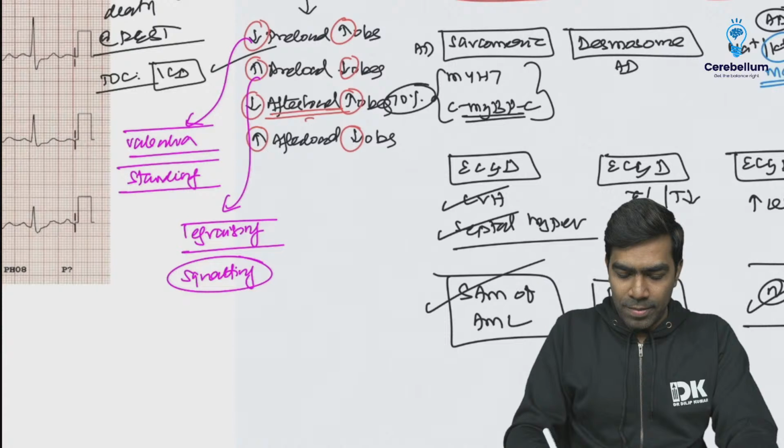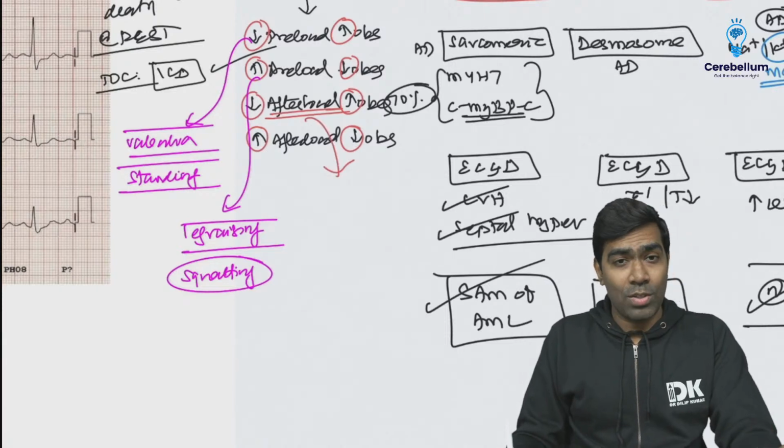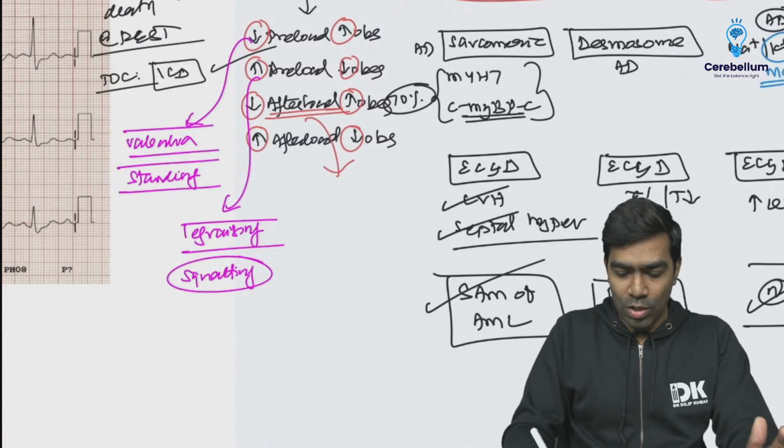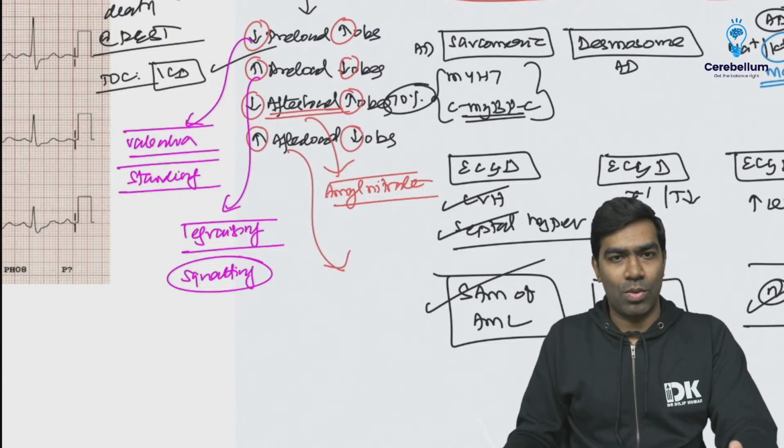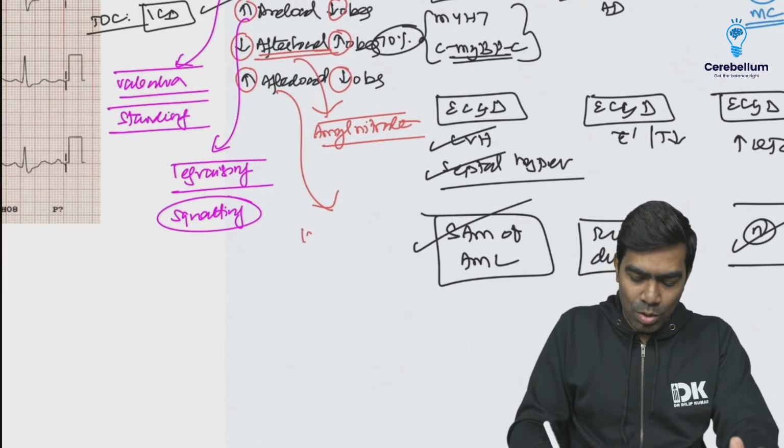And what about afterload? There are conditions that reduce the afterload. The most important condition that reduces the afterload is amyl nitrate inhalation, or any vasodilator can reduce the afterload. What are the conditions that increase the afterload? Okay, the most important is isometric hand grip.